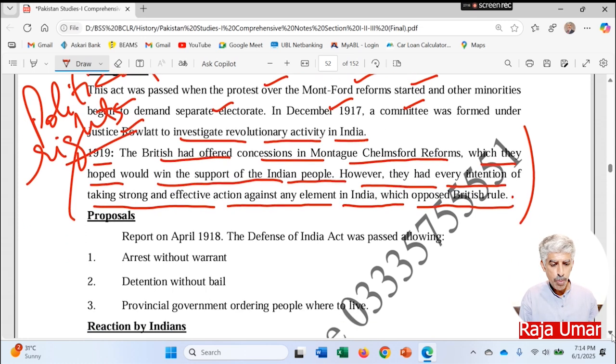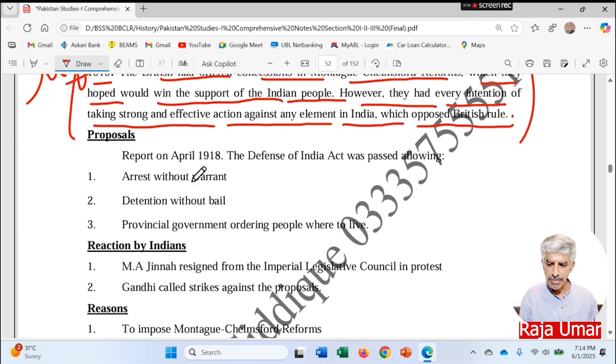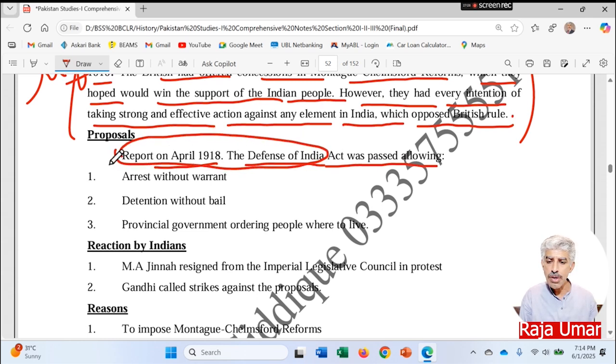What were the proposals of the Rowlatt Act? So there were three. This report was presented in 1918. The Defence of India Act was passed following it. So that is known as the Defence of India Act, and this Defence of India Act was passed in line with these points given by the Rowlatt Act.